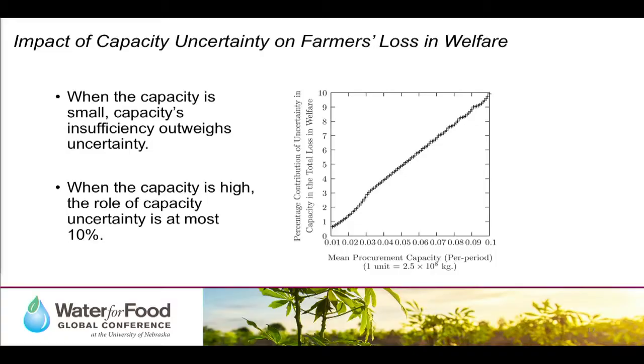And finally, we also look at the role of uncertainty in capacity on welfare. In this plot, on the x-axis, we have the average capacity, and on the y-axis, we have the contribution of uncertainty to the welfare. What we show is that when capacity is the bottleneck on average, uncertainty does not play much role. But if capacity is not a bottleneck, then uncertainty can improve welfare by as much as 10%. So as a policymaker, if I know that my capacity is good, and I still want to improve the welfare of the farmers, I should make it more certain, and I will get a benefit of 10% from that.